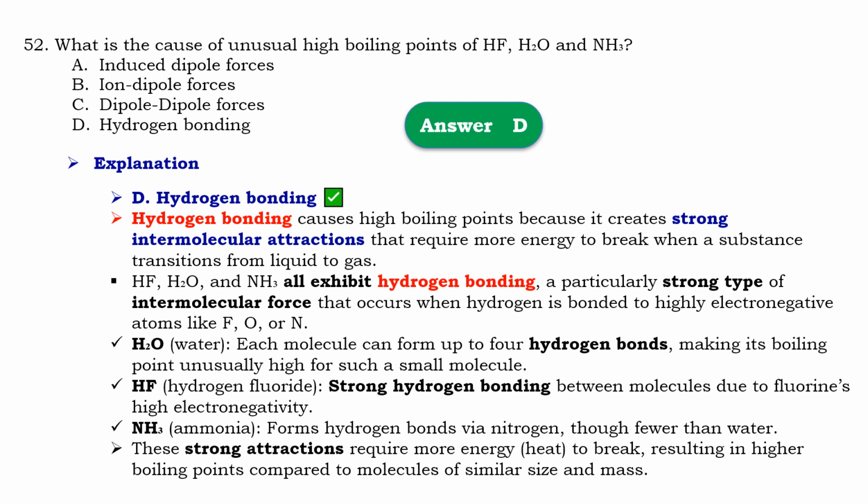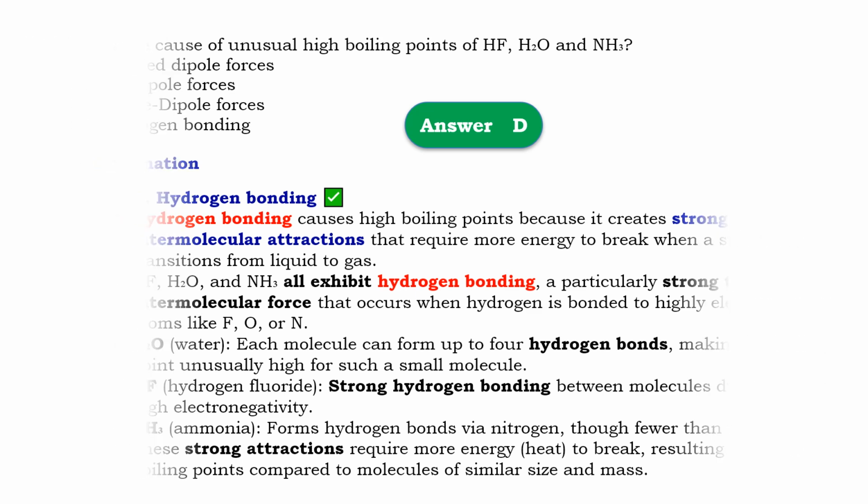And also when we look at hydrogen fluoride, there is strong hydrogen bonding between molecules due to fluorine's high electronegativity. And when we look at ammonia, it forms hydrogen bonding via nitrogen, though weaker than water. These strong interactions require more energy or heat to break, resulting in a higher boiling point compared to molecules of similar size and mass. So that should perfectly be D, due to hydrogen bonding.